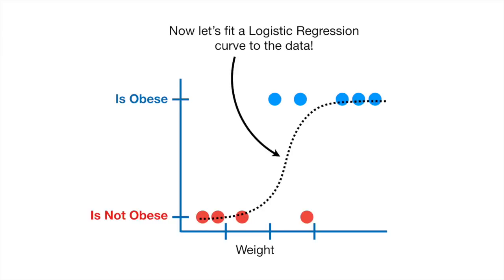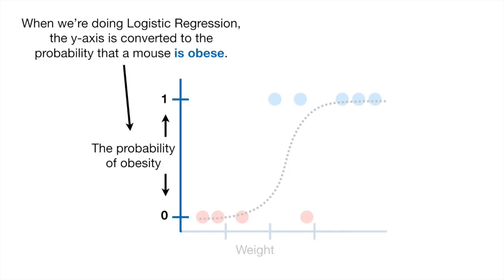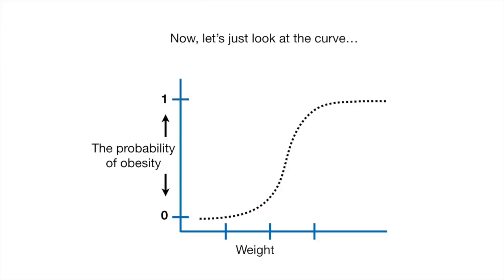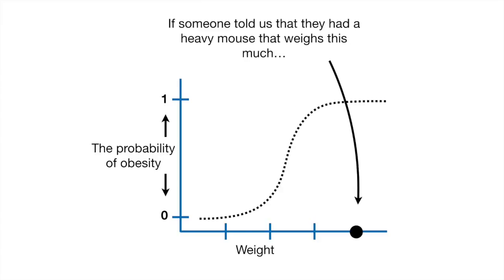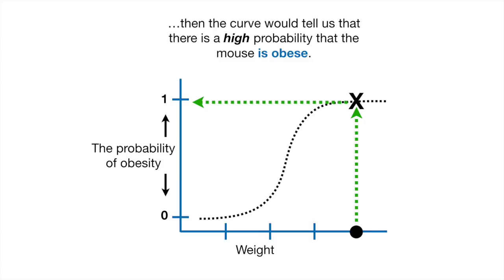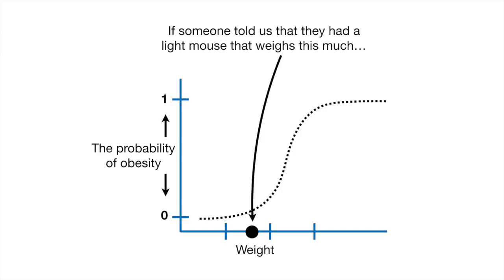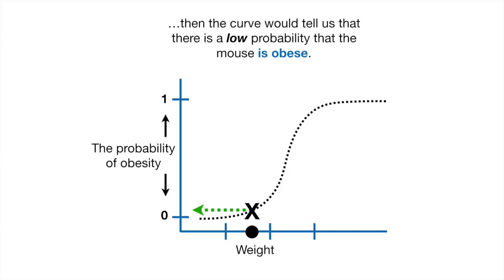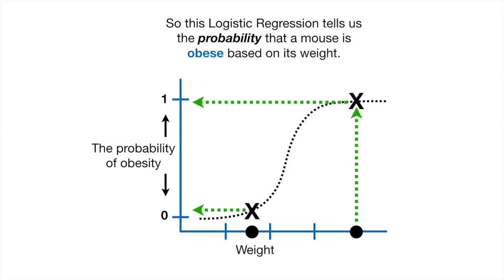Now let's fit a logistic regression curve to the data. When we're doing logistic regression, the y-axis is converted to the probability that a mouse is obese. Now let's just look at the curve. If someone told us that they had a heavy mouse that weighs this much, then the curve would tell us that there is a high probability that the mouse is obese. If someone told us that they had a light mouse that weighs this much, then the curve would tell us that there is a low probability that the mouse is obese. So this logistic regression tells us the probability that a mouse is obese based on its weight.